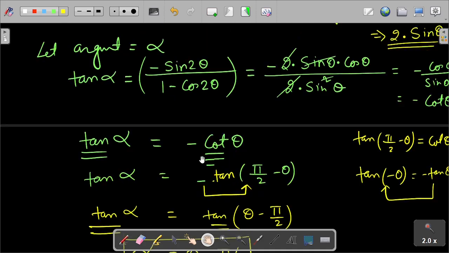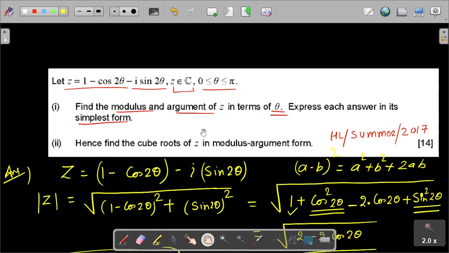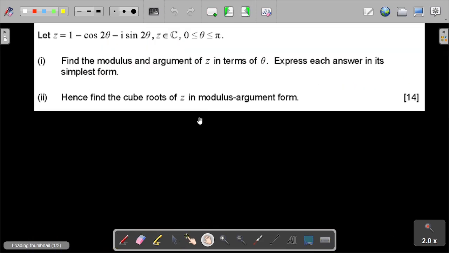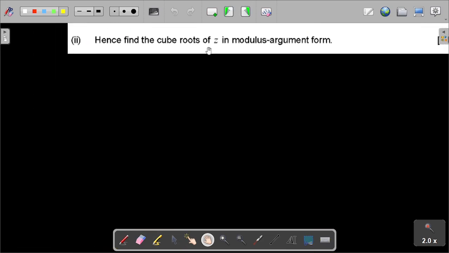So this completes our first part. We had to find the modulus and argument of z in terms of θ in its simplest form, and we have done this. The next part says find the cube root of z in modulus argument form. Let us see how we can do this. First of all, z can be written in modulus argument form as mod z into e raised to the power i alpha, right? This is the modulus argument form.